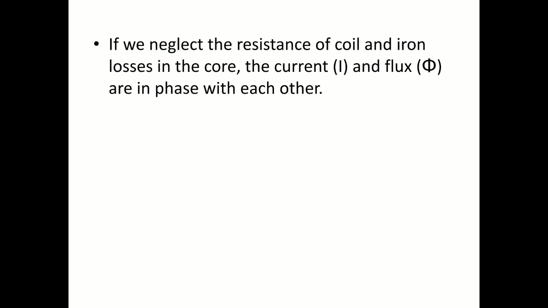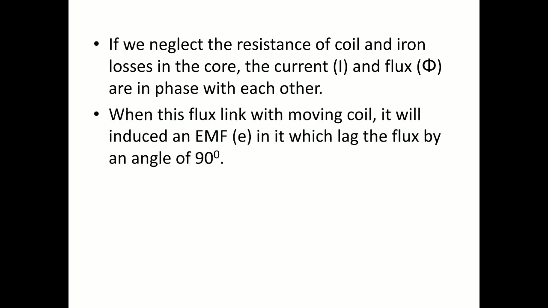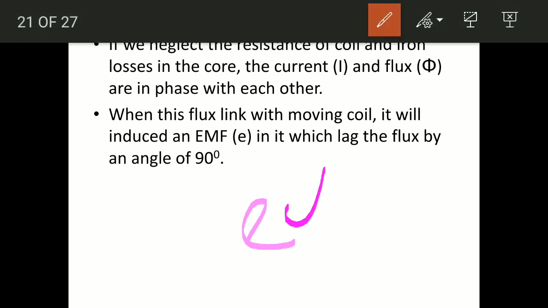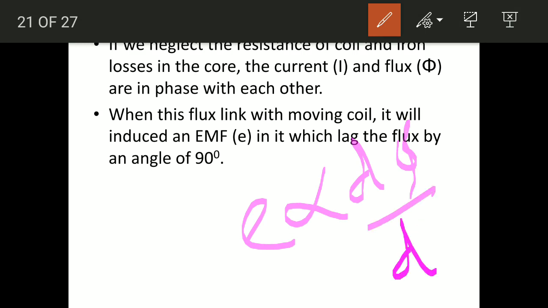Now if you neglect the resistance of the fixed coil and the iron losses of the core, we can say that the current flowing through the fixed coil, which is nothing but the magnetizing coil, and the flux phi are exactly in phase with each other. Now what will happen when this flux links with the moving coil? It will induce an EMF which is indicated by symbol small e, and by the knowledge of the equation e proportional to d phi by dt, we can write that the induced EMF e will lag the flux phi by an angle of 90 degrees.